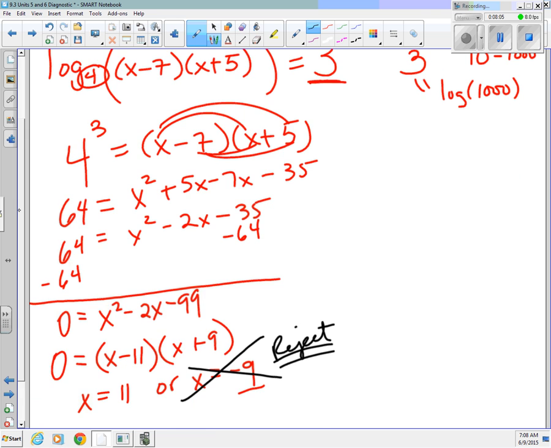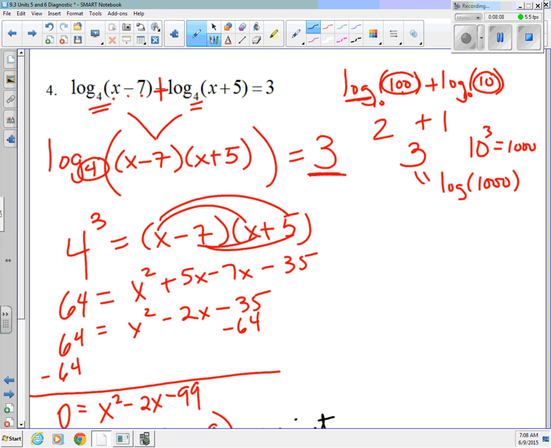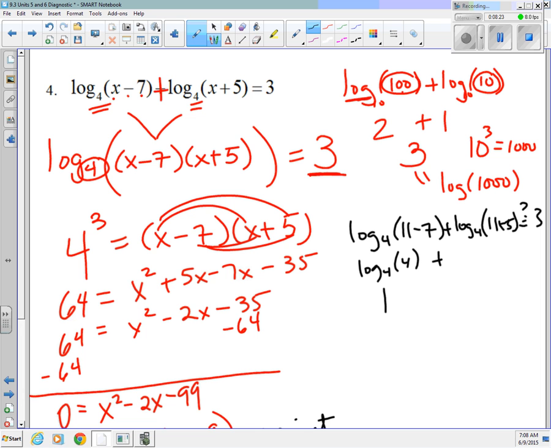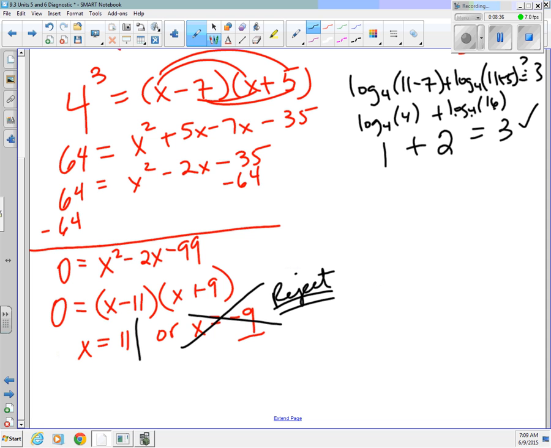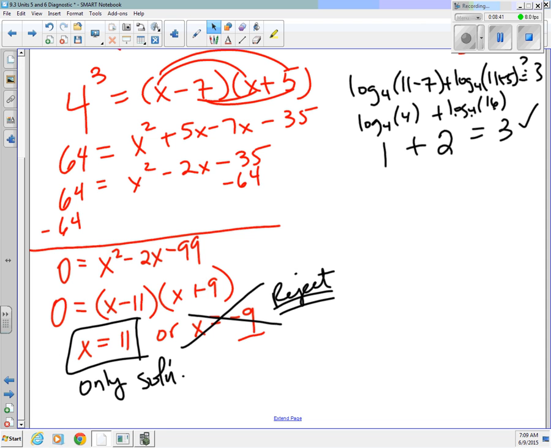And just to check the 11, log base 4 of 11 minus 7, I'm going to do the check here, just so you see how this works, plus log base 4 of 11 plus 5, is that really 3? Well, let's see. 11 minus 7 is 4. Log base 4 of 4, I ask what power of 4 gives you 4, and I get 1. Log base 4 of 11 plus 5 is log base 4 of 16. What power of 4 gives you 16? That's 2. And 1 plus 2 is 3. So 11 is the only answer. Be careful here. This is the only solution. Okay? All right, onward and upward.